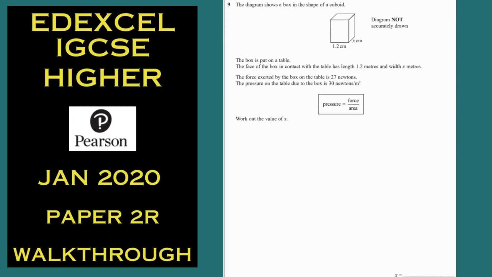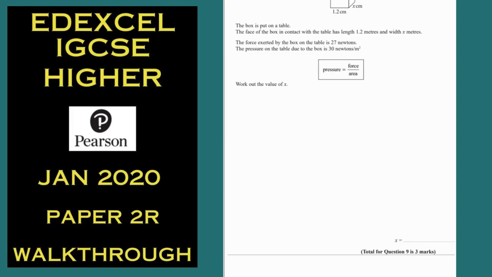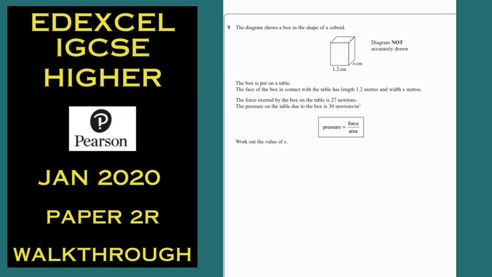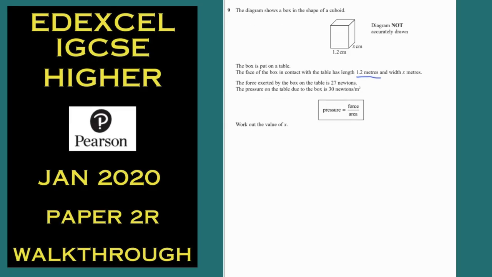Number 9. Be careful on this one. You'll notice right at the end, it doesn't specify centimetres or metres. And you have a problem that the measurements are in centimetres. But then it goes on and says the face of the box has length 1.2 metres. So I've got to admit, I've looked on the mark scheme. It's not massively clear. I actually think this is a bit of a mistake. So as long as you're clear what's going on, it's fine.